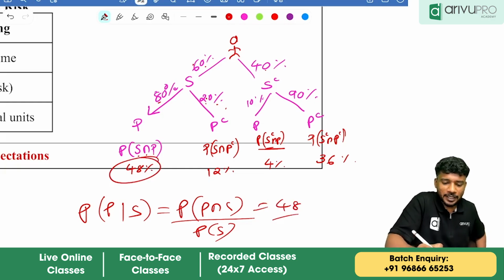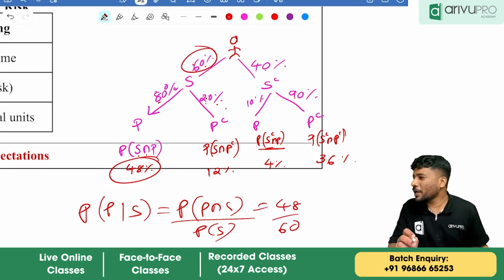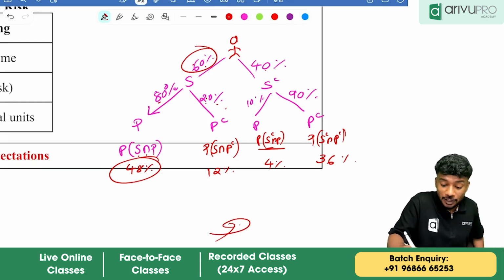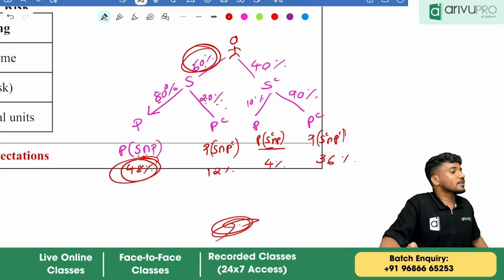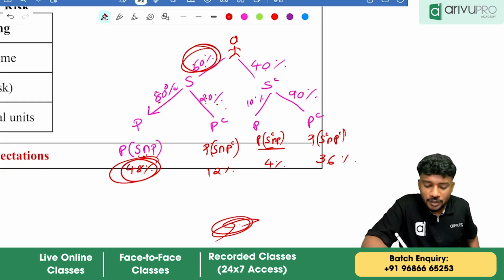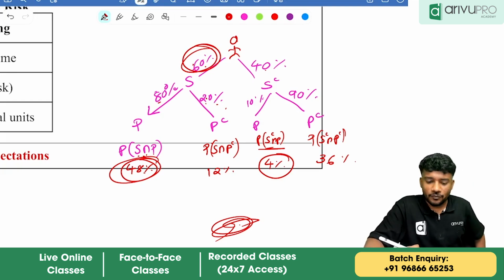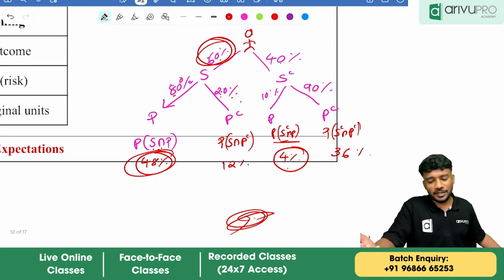48 divided by, he's already studying, is how much? 60. Likewise, you can get it one by one without even remembering the formula. I'll do it how? Probability of a person passing with studying is how much? 48% divided by studying is how much? 60%. Then the probability of a person passing without studying is how much? 4% divided by 40% will give you the answer.